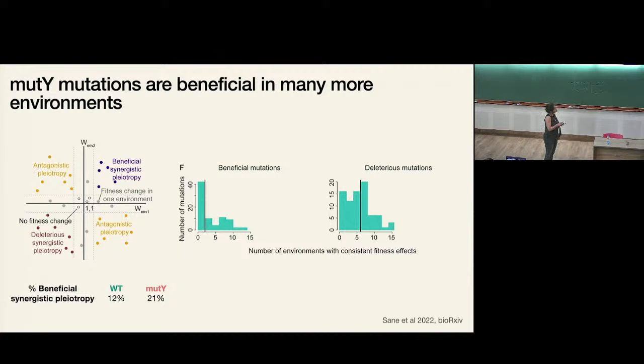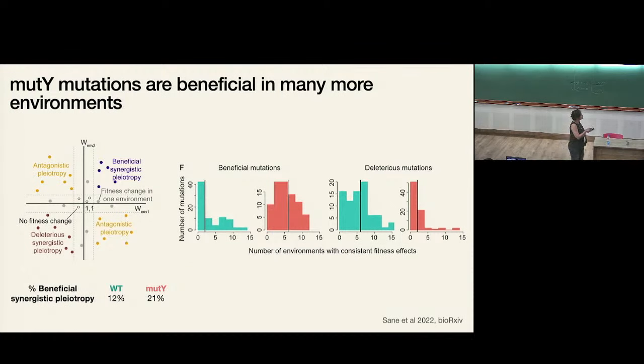In contrast, if you pick a deleterious mutation, let's say deleterious in glucose, I find that it's actually deleterious in 5 other environments, most often. And of course, there's a spread in this distribution. For the mutator, on the other hand, the pattern is reversed. We find that deleterious mutations are uniquely deleterious in a few environments, but beneficial mutations are beneficial in as many as 5 environments.